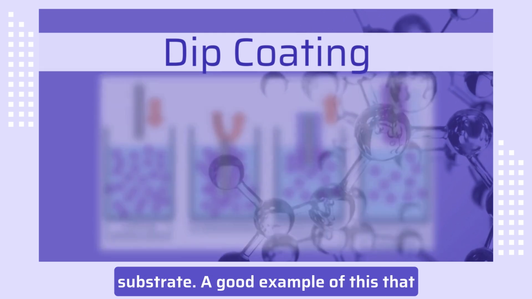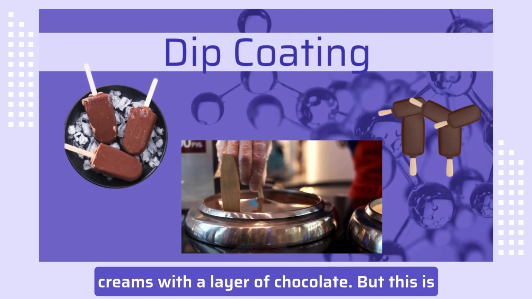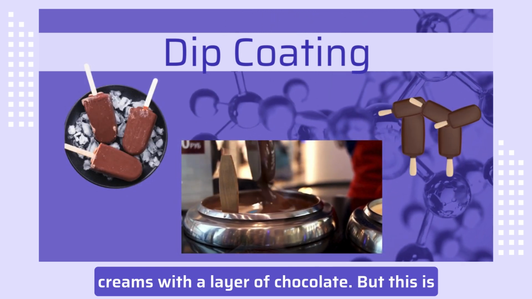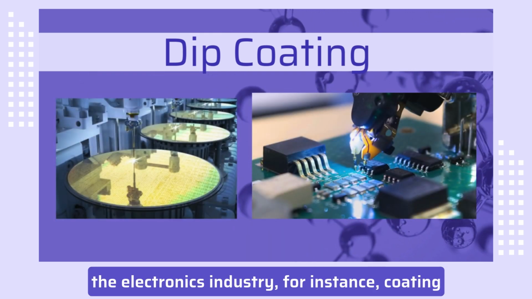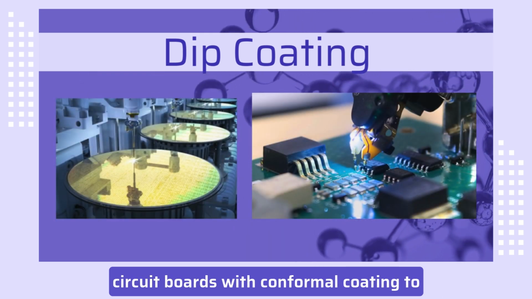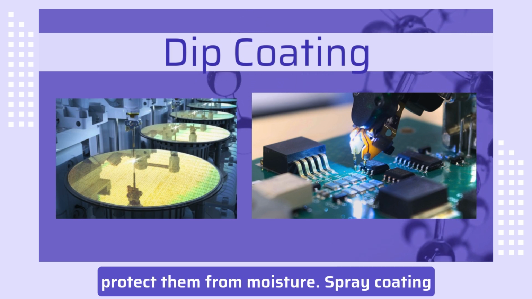A good example of this that everyone will be familiar with is the coating of ice creams with a layer of chocolate, but this is also used in a lot of applications in the electronics industry, for instance coating circuit boards with conformal coating to protect them from moisture.